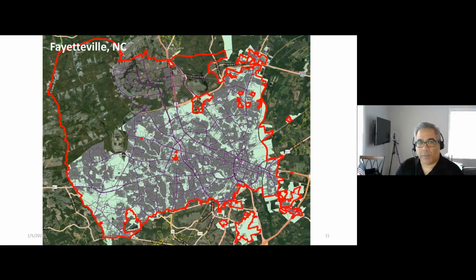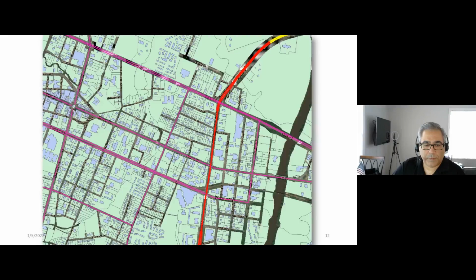What does this all end up looking like? Here are some screenshots from an application in Fayetteville, North Carolina. We actually did this quite a while ago, in 2017. The red line is Cumberland County, and you can see the parcels in here and so on. In fact, the next slide zooms into part of the city, and so you can see the detail that's in the model.